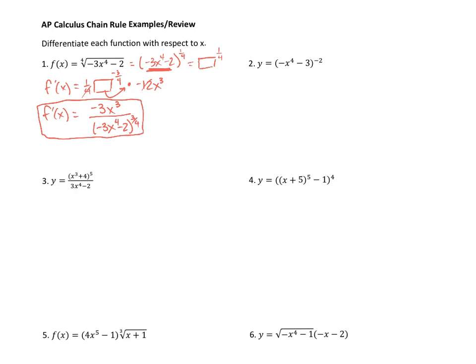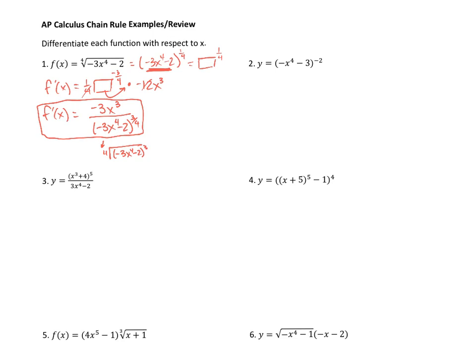If you have something like this on the AP test, they may rewrite this bottom part to be the fourth root of negative 3x to the fourth minus 2 to the third power. If you're looking for your answers on the multiple choice, they might show it in that format instead.